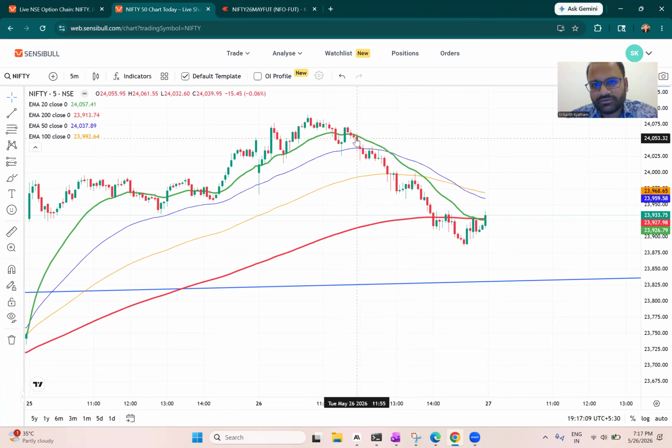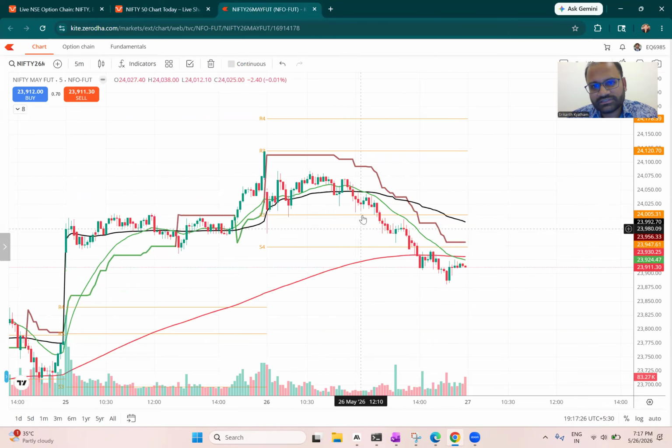Okay. So if you see over here, it came till here, tries to go over here, it takes rejection. It comes till here, tries to take a move over here, the 20 MA acts as a rejection, it comes down here. Similarly over here. So this is a clear bear market today in the second half. Okay. Even in the futures chart, it's the same thing.